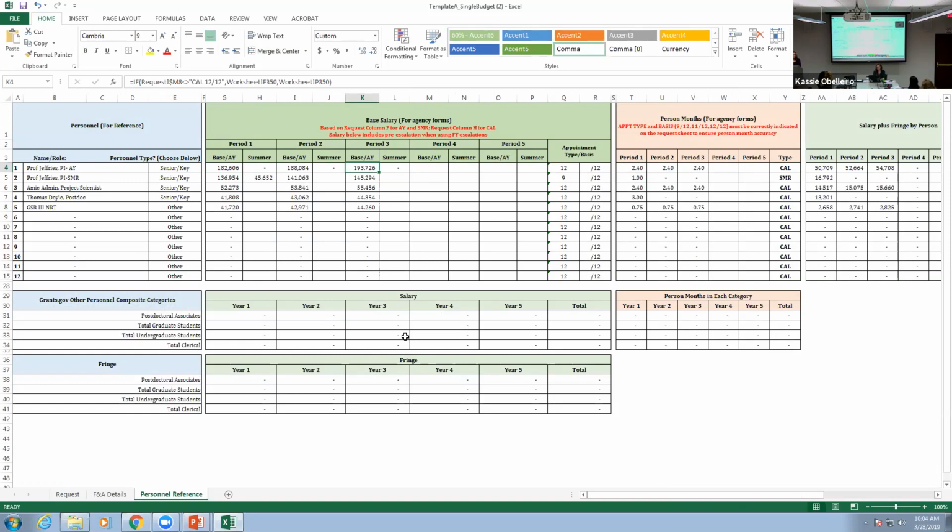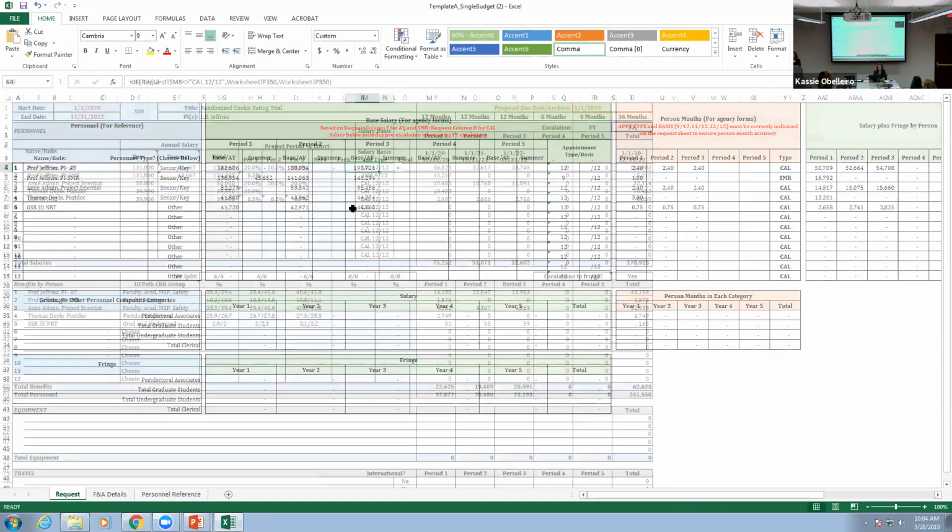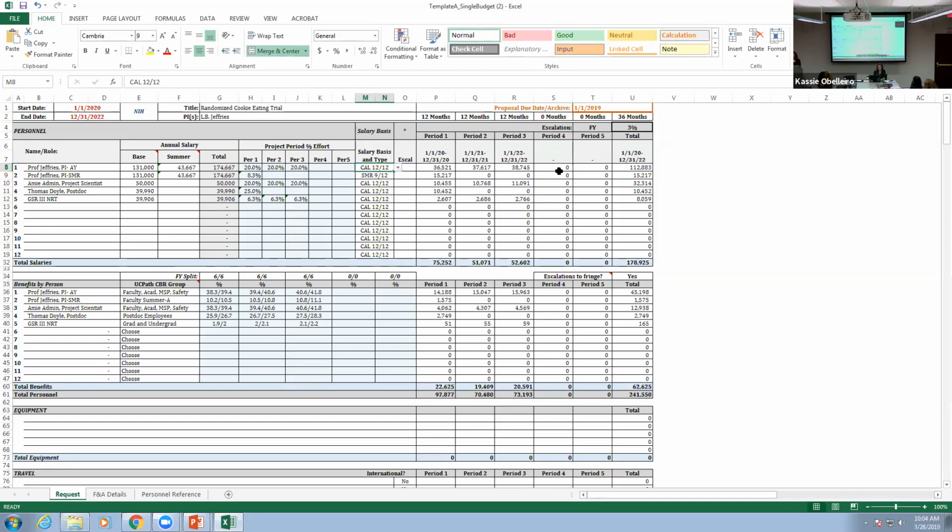So maybe you're doing NIH and you just want to do it on a calendar month basis. You could do that and then choose calendar, and then you can see right away you've exceeded the cap there, right? That's another way to do that. So this doesn't change these calculations, but it does change how your salary and your person month looks for the forms. Okay.